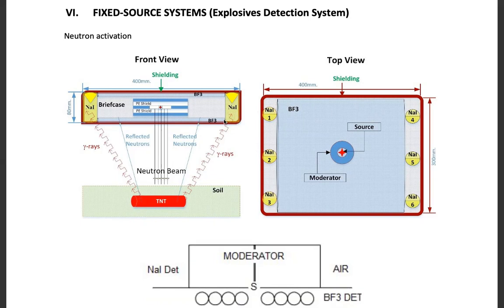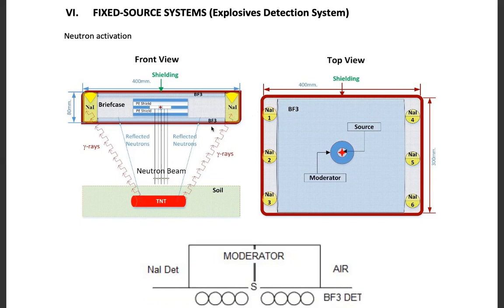Now, BF3 detectors are used to detect thermal neutrons because you have a moderator like wax before that, and you can produce charge. Basically, you ionize the gas and you produce electrical charge and detect the neutrons. Now, for the detection of gamma rays, you can have scintillators, sodium iodide plastic scintillators.